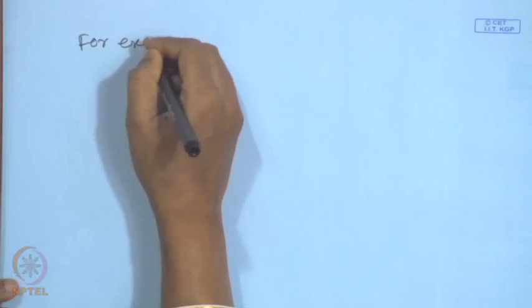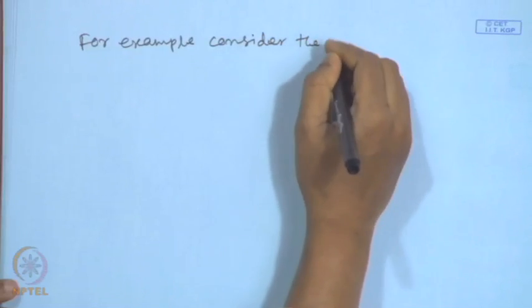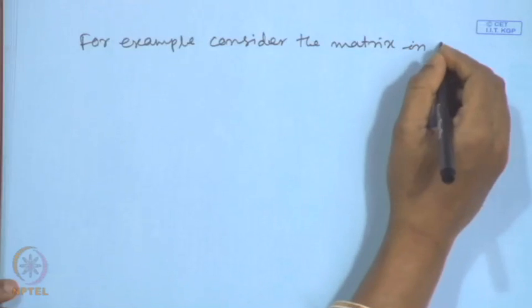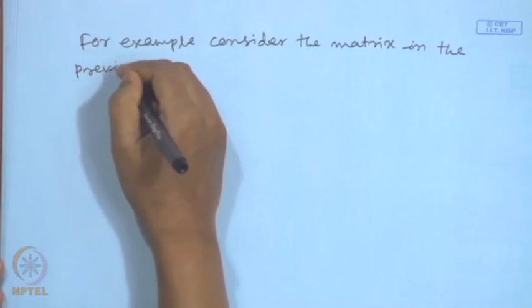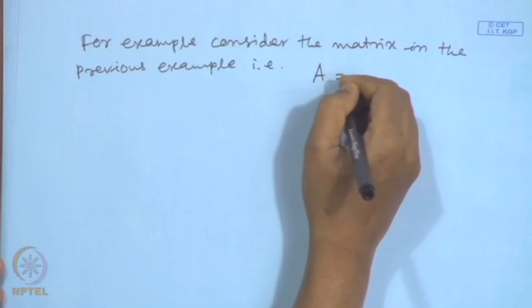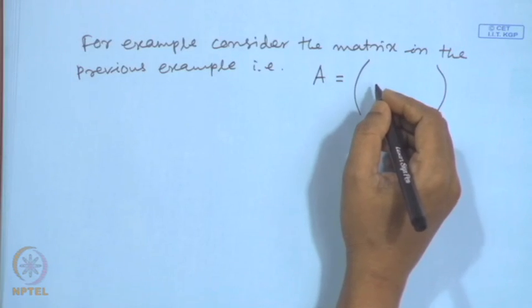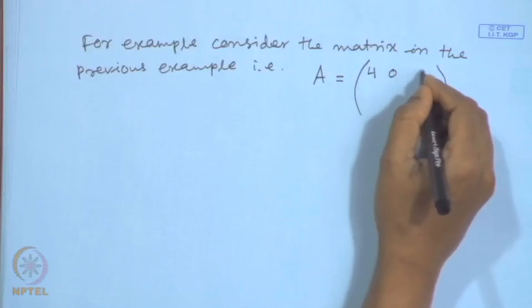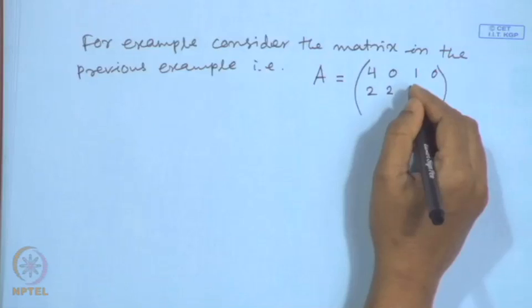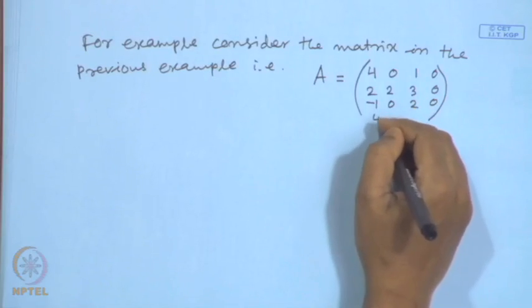So, next we will take one example. For example, we consider the matrix in the previous example, that is, A is the matrix, this one: 4 0 1 0, 2 2 3 0, minus 1 0 2 0, 4 0 1 2.